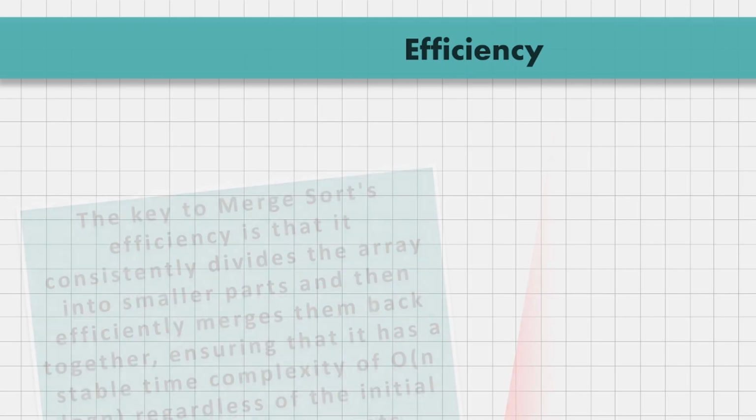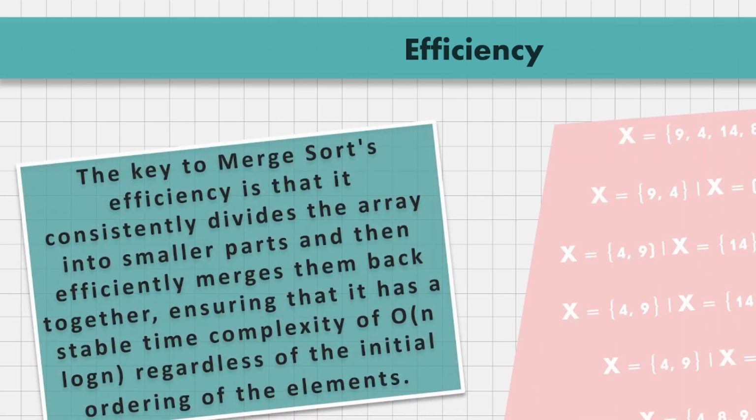So, what is the efficiency of such an algorithm? The key to its efficiency is that it constantly divides the array into smaller parts and then efficiently merges them back together. It ensures a stable time complexity of O(n log n) regardless of the initial ordering of elements. What this means is that no matter how the elements are ordered, because it divides them into smaller parts at a consistent rate, it gives you a more stable time complexity. So one way to visualize this is through the MergeSort visualizer in Java.